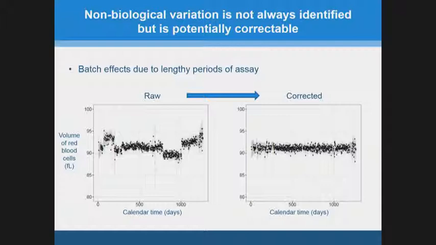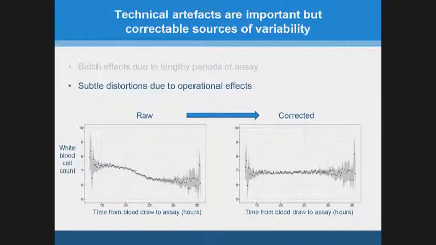And you can see these discontinuities here. On the x-axis is time, calendar time, and here as an example is the volume of red blood cells. You can see that there are these discontinuities that seem to happen every so often. If you go back and look at the logs, this is when the machines were recalibrated by the technicians. These are calibration artifacts, and they can be smoothed, of course, using simple statistical techniques to produce this kind of corrected output.